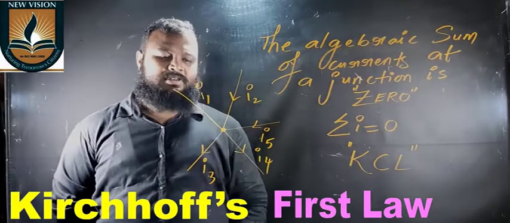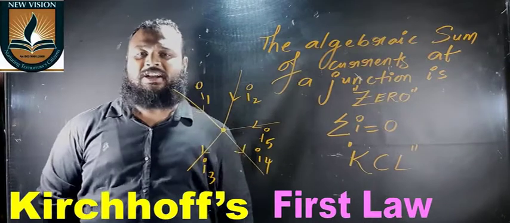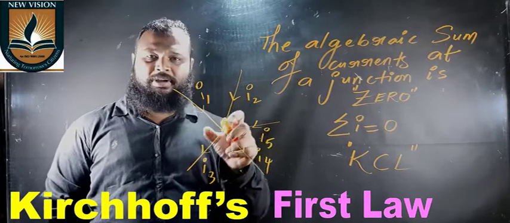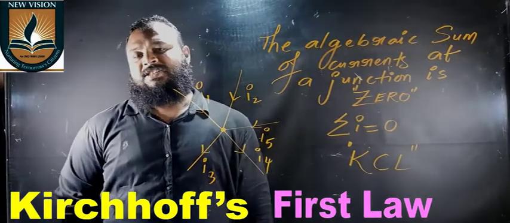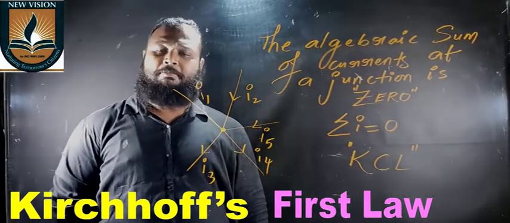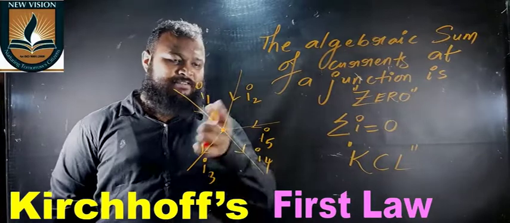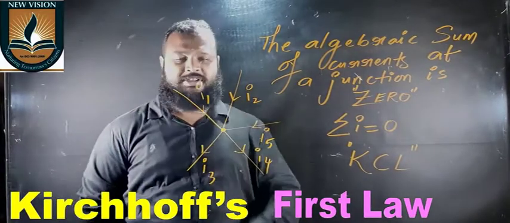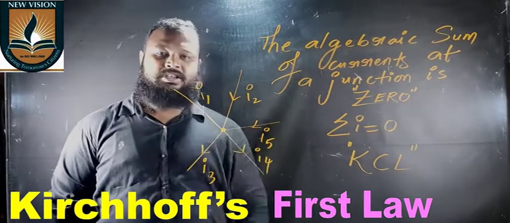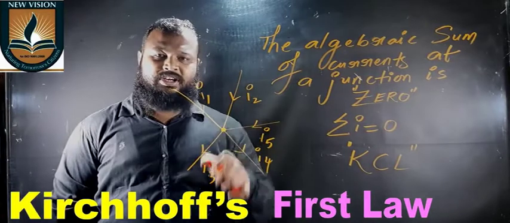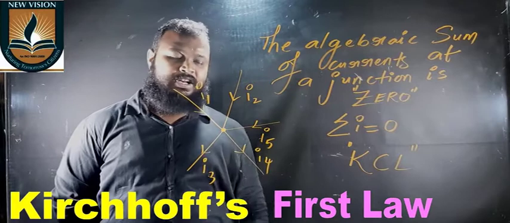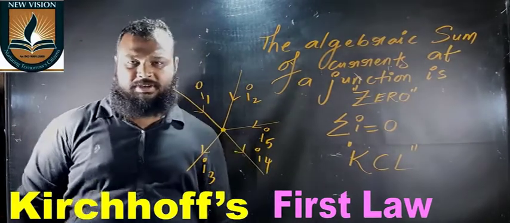This is the diagram. It is a part of an electric circuit, and this is a point where many currents are coming and leaving. So a junction is a point where three or more components of an electric circuit meet. So this is the junction. We have five currents here, or five components here. So current I1 is coming towards the junction, I2 coming into the junction, I3 leaving the junction, I4 leaving the junction, and I5 coming towards the junction.